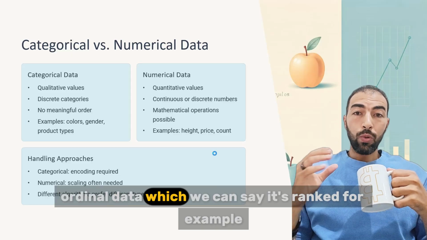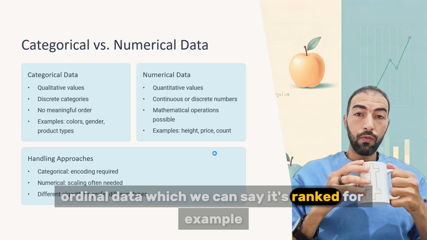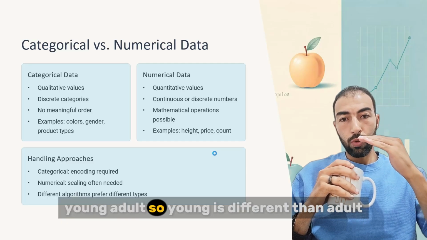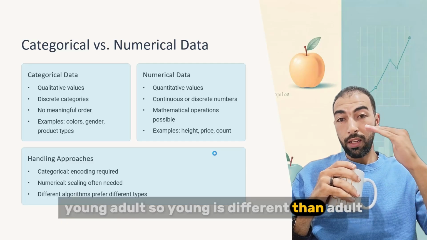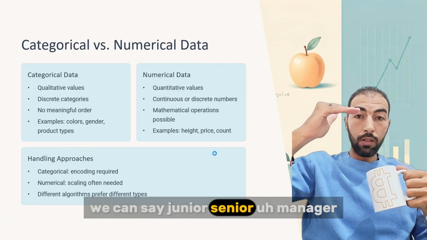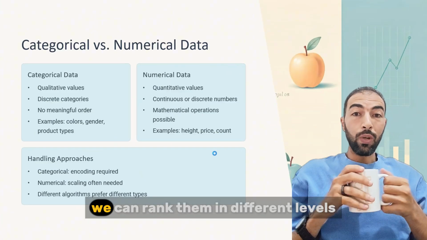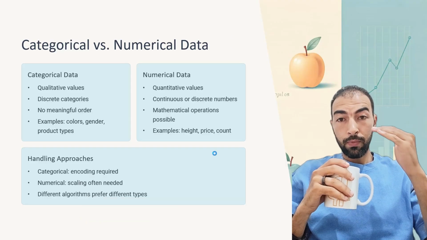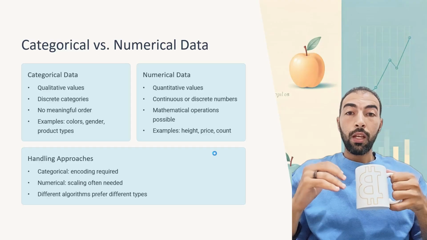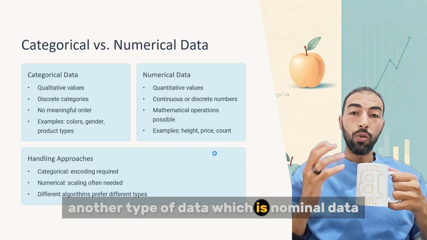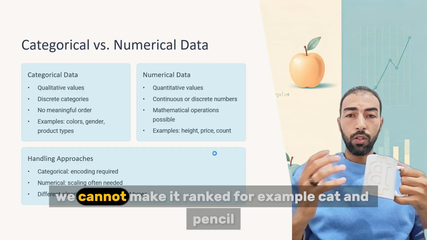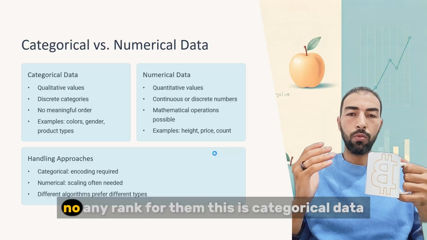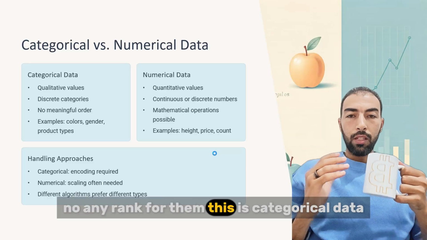Categorical data has two types. Ordinal data, which we can say is ranked. For example, young, adult. So young is different from adult. We can say junior, senior, manager. We can rank them in different levels. They have levels. This is ordinal data. Another type is nominal data, which we cannot rank. For example, cat and pencil. No rank for them. This is categorical data.